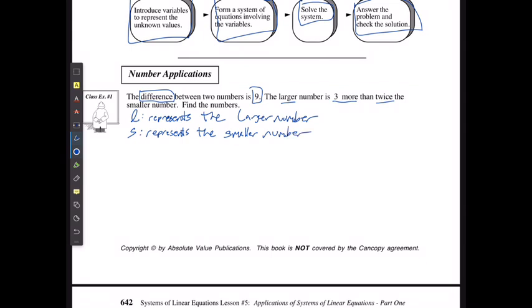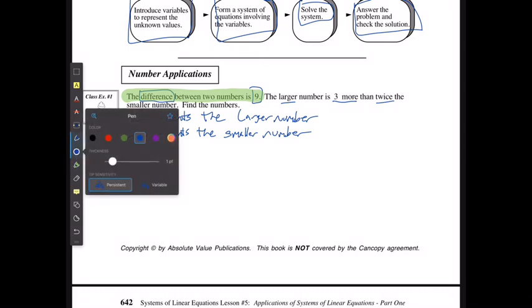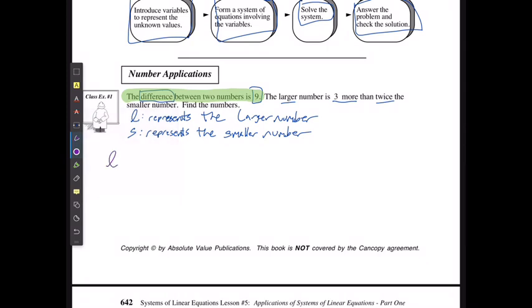This is what we call defining variables. Now, if I know that L represents the larger number and S represents the smaller number, I'm going to split it into the two sentences. Sentence number one is going to tell me my first equation. It says the difference between the two numbers is 9. So I can say that the larger number, difference mathematically means subtract, subtract the smaller number is going to equal 9. There's one equation.